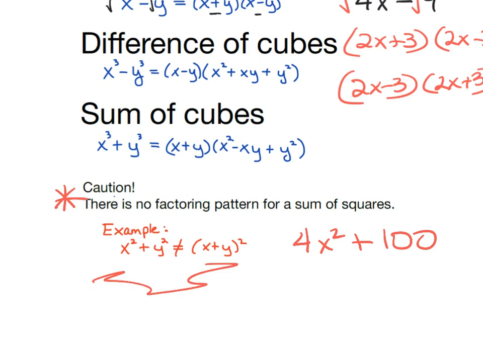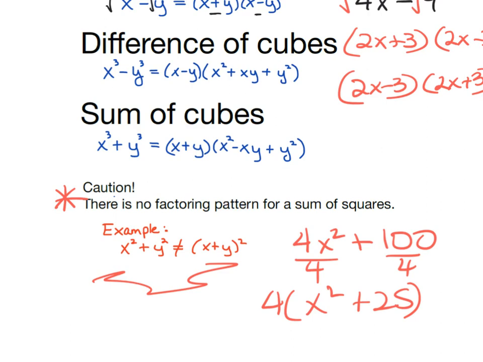Everybody heard what she said? We look for a GCF. You should always look for a GCF first. So in this particular problem, the only thing I would do is divide by the GCF, and then I would stop here. I would not be able to factor that, the plus sign.